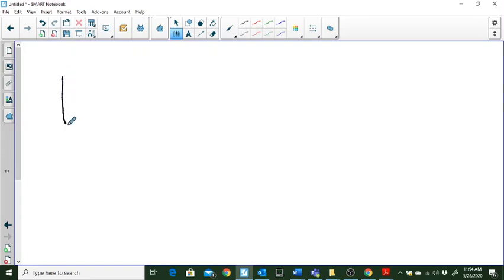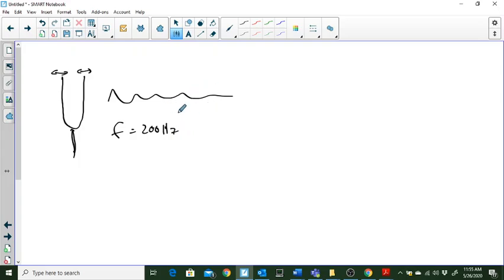So a tuning fork is just a piece of metal like this, and it has a handle here. And the point is that when you strike these, bang, these are vibrating back and forth, and they continue vibrating back and forth really nicely, and they give off a sound of a certain frequency. So we're told the frequency is equal to 200 hertz, which means the tuning fork goes back and forth 200 times every second.